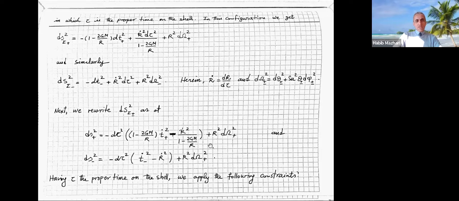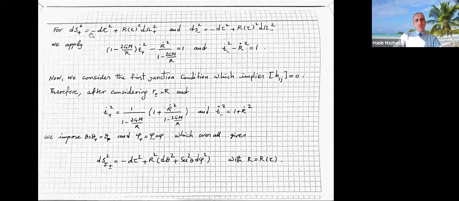And then, in order to satisfy the first junction condition, tau already became the same. Then theta plus and theta minus should be the same, together with phi plus and phi minus. So now we have ds plus squared and ds minus squared. They are the same, provided these two conditions are satisfied, and also theta plus and theta minus are the same theta, and likewise phi. So now we have everything, provided these two relations are accepted. These are very important relations by now.